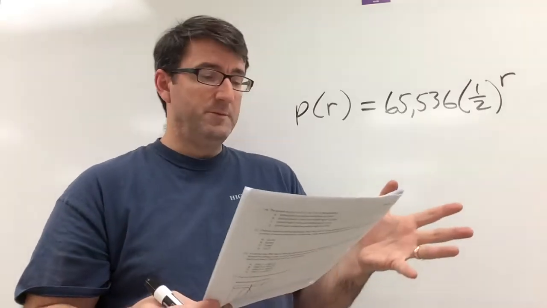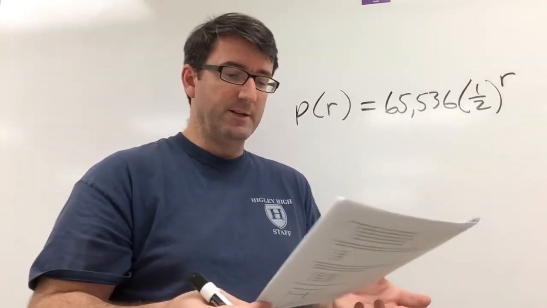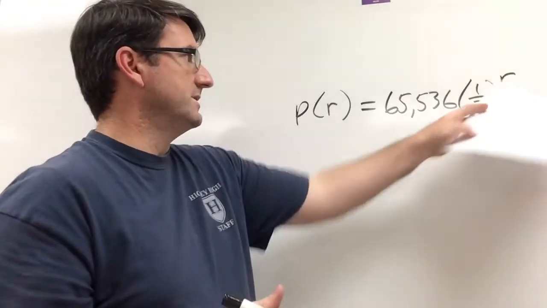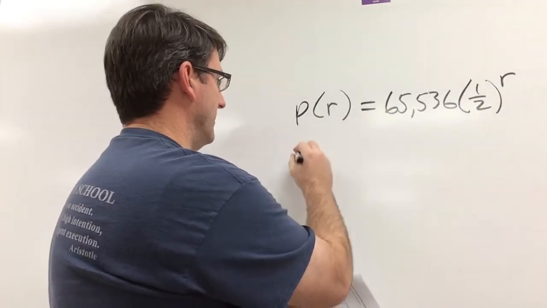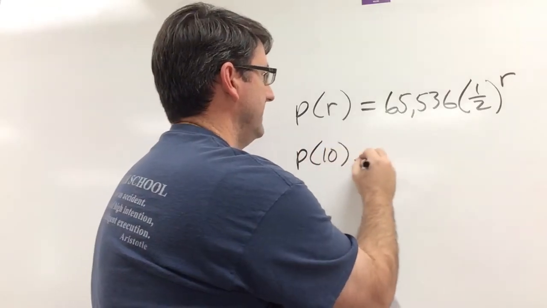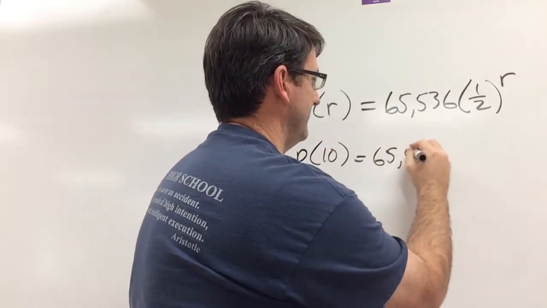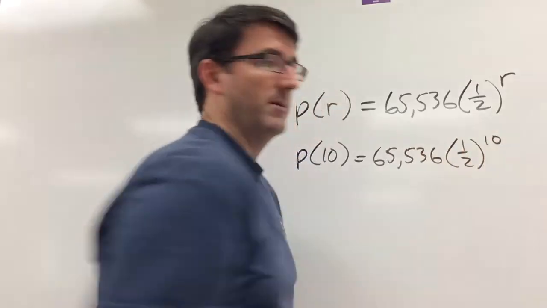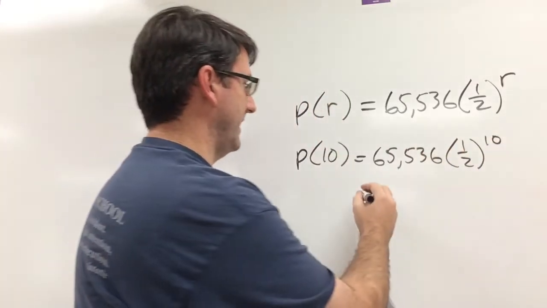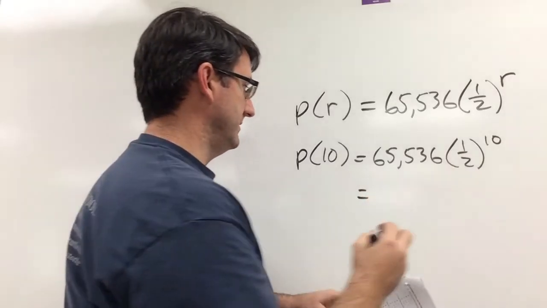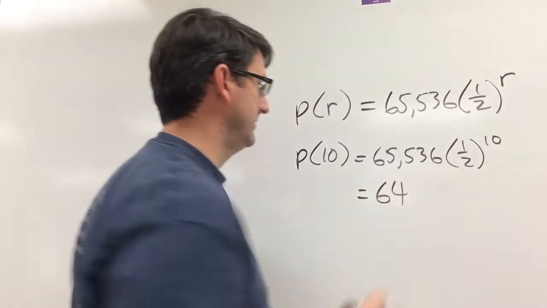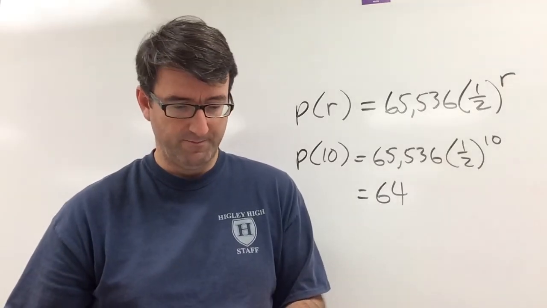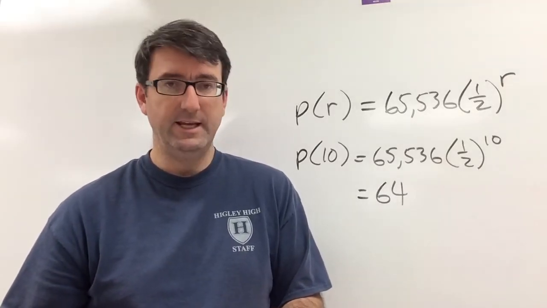All right, now 23 asks us to use this model to determine how many participants remain after 10 rounds of play. So we're just going to plug in 10 for R. We get P of 10 equals 65,536 times 1/2 to the 10th power. And if we plug that into our calculator, this is going to be 64. We're going to have 64 players left after 10 rounds. So that's D for 23.